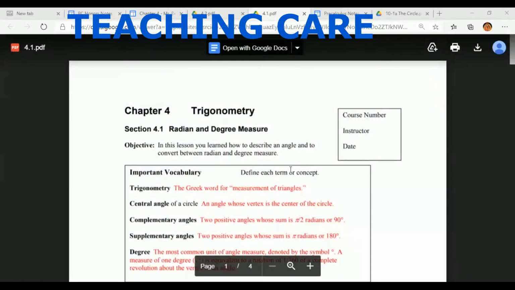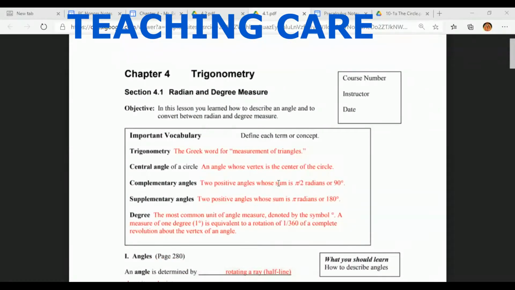Okay, first let's start with trigonometry. Here they have given, it's a Greek word, measurement of triangles. Actually, trigonometry was derived from the words trigon and metron. Trigon, measuring the sides of the triangle. That's the exact meaning of trigonometry. We are going to read about many types of triangles in trigonometry. Trigon and metron. You understand?